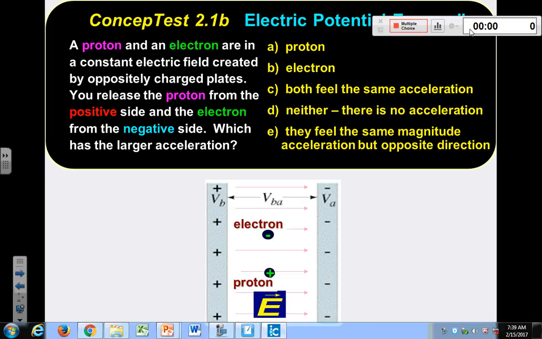All right, same situation, which of them feels the larger acceleration? Proton, electron, the same or neither, or opposite directions? Same magnitude, but opposite directions. All right, we'll stop at 30 seconds.